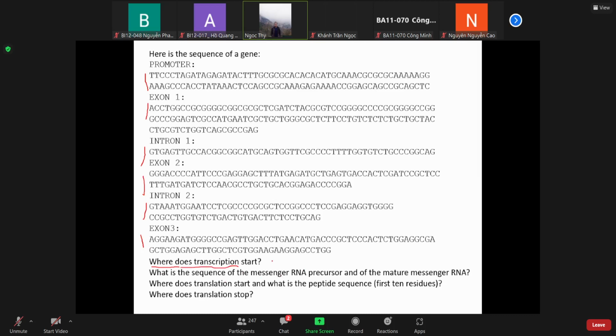That means the immature mRNA. Okay, sorry, immature mRNA. Follow the English pronunciation. The mature messenger RNA. Where does translation start, and what is the peptide sequence? Write down for me the first 10 residues of the peptide sequence, and where the translation starts. Okay, please help me to identify and answer the question.